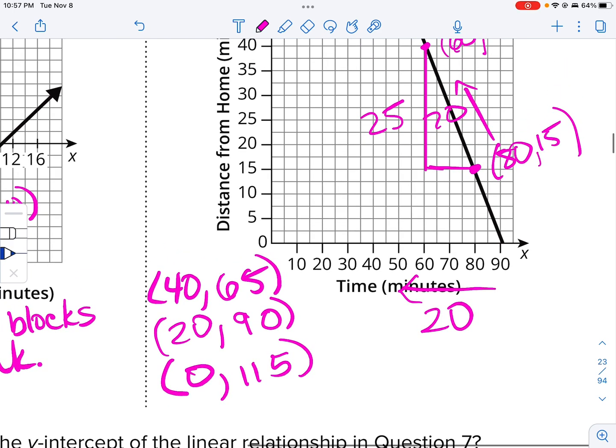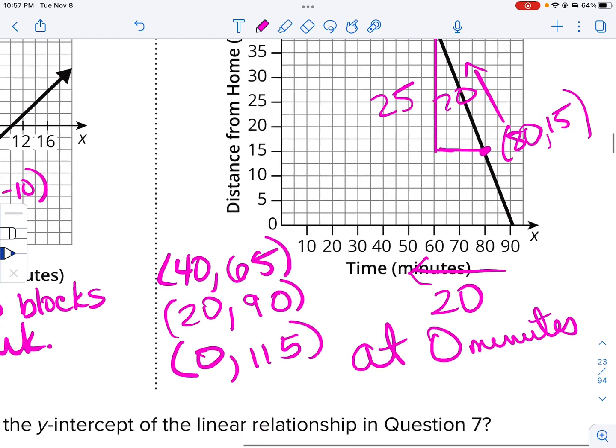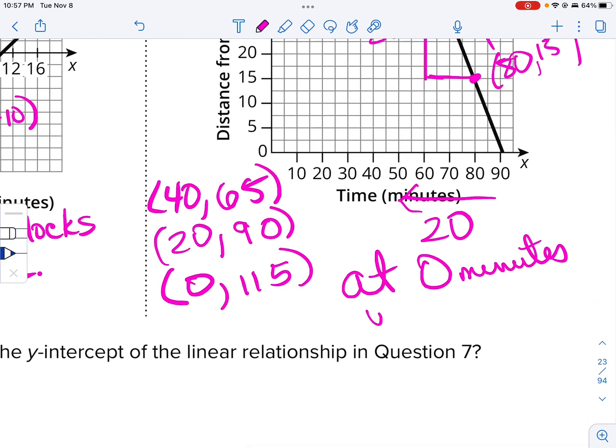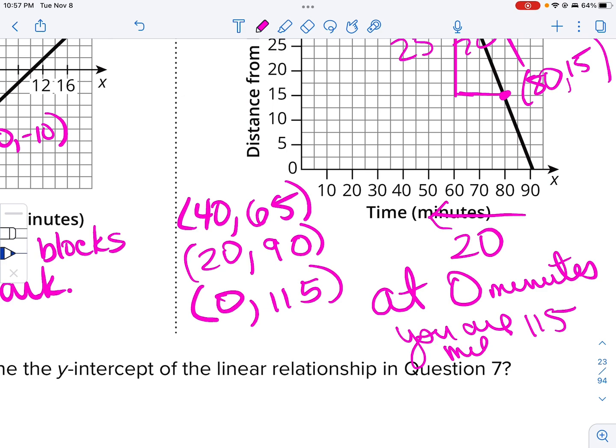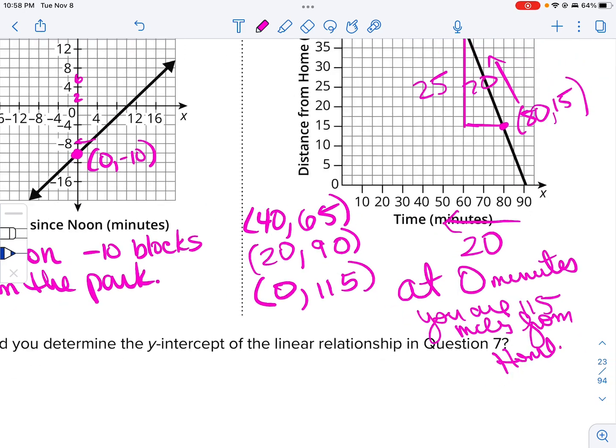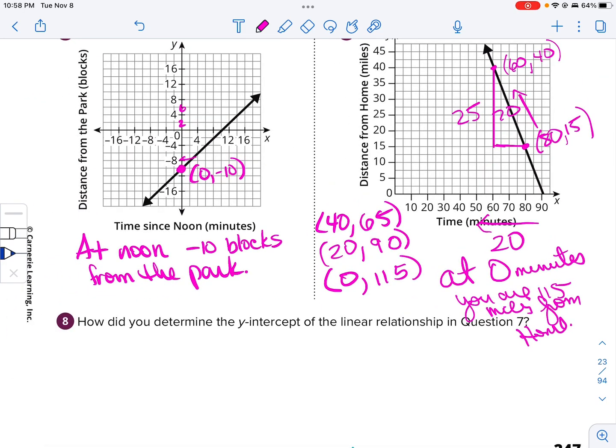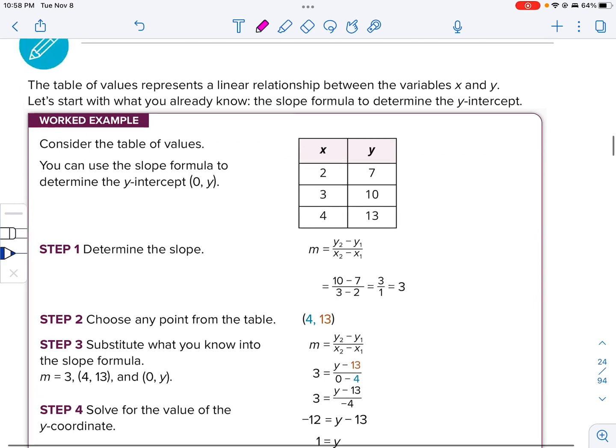So at 0 minutes, you are 115 miles from home. Okay.